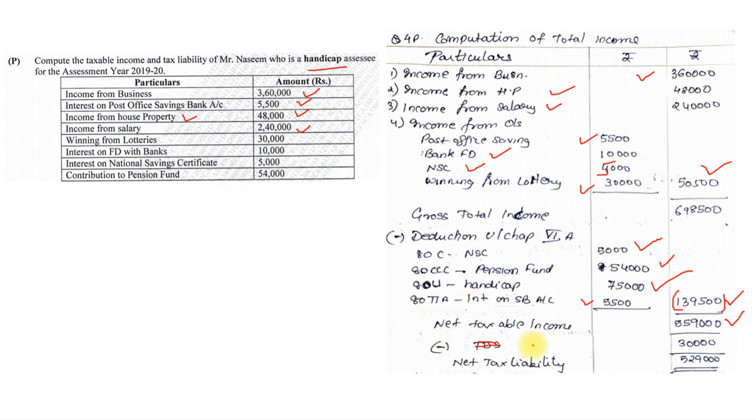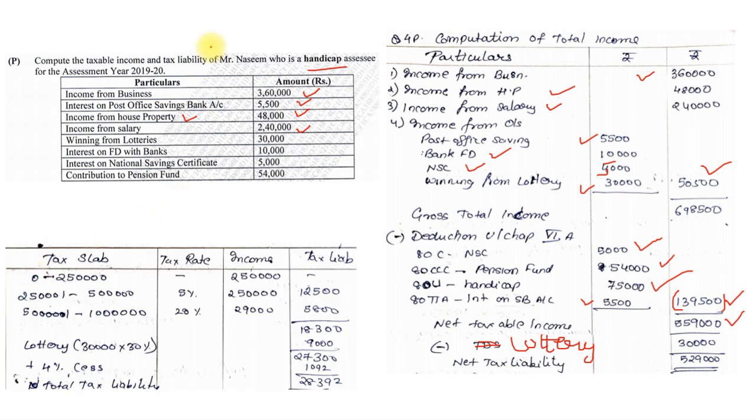Okay, so winning from lotteries will be a separate thing altogether. We are subtracting winning from lottery 30,000. So my net tax liability is only 5,29,000 now. And lottery will be charged separately, tax over it. Okay, now let us see how to find that.